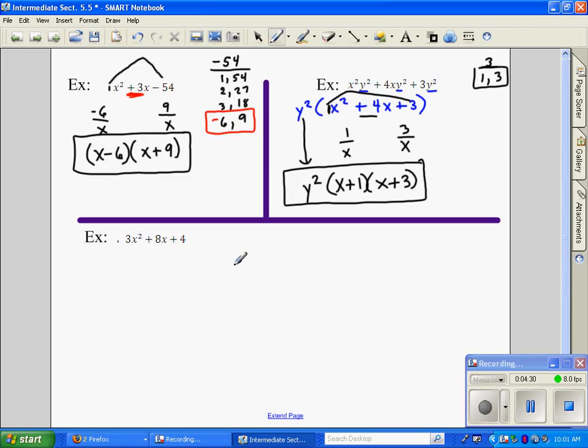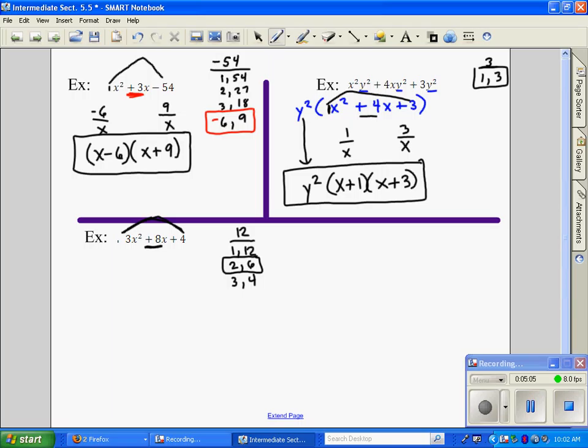On the next one, let's check for a GCF. There is no GCF, so we want to try the rooftop method and see what multiplies to give us 3 times 4 is 12. So this time it wasn't a 1 here, so we say 3 times 4 is 12, but when we add them, we want an 8. So let's just play with factors of 12. 1 times 12, 2 times 6, 3 times 4. Well, we can see that 2 and 6 is going to work. When we multiply them, we get 12. When we add them, we get our middle term, which is 8.